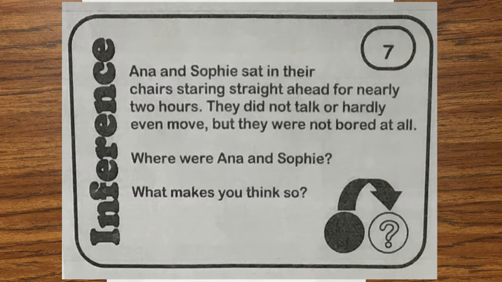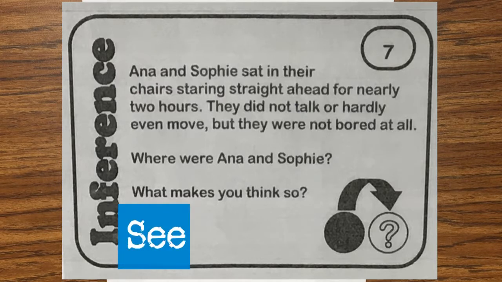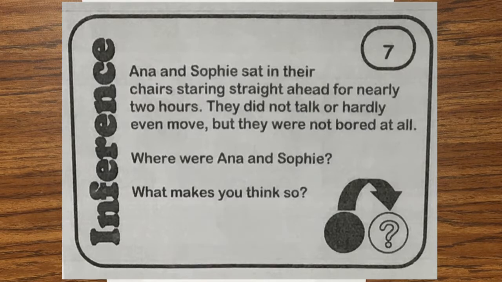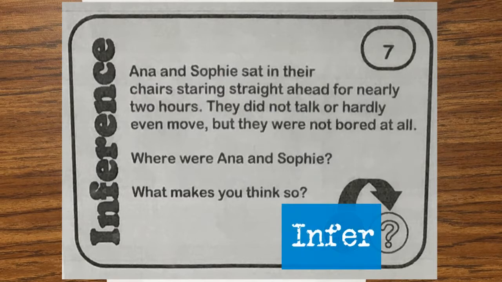So what I read is they were sitting quietly, staring straight ahead for 2 hours, and they were entertained. What I know is when I sit and stare straight ahead for 2 hours and I am being entertained, I am usually watching some type of movie. So what I can infer is Anna and Sophie were either watching a movie at home or they're at the movie theater watching a movie.